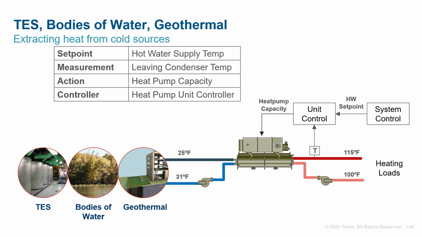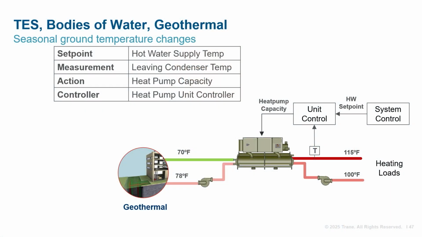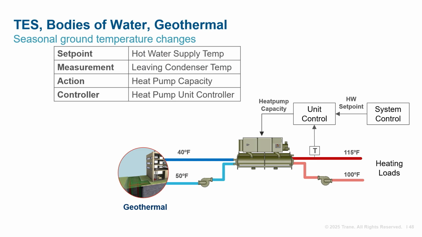To further illustrate this point, let's consider seasonal operation of a geothermal system. In the early fall, geothermal ground heat exchangers still hold all of the heat that was rejected from summer cooling. Return temperatures may be a balmy 78 degrees. As the heating season goes on and more heat is extracted from the earth, the ground temperatures drift downward. The evaporator loop temperatures naturally follow the ground temperature as they drift down.